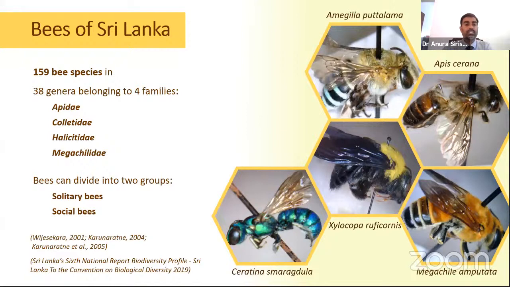And if you think about bees of Sri Lanka, we have many bee species, around 159, belonging to four families: Apidae, Halictidae, Megachilidae, and Melittidae. There are solitary bees as well as social bees. Especially Vijay Sekhar and Karunaratna are working on Sri Lankan bees very well, and I have also conducted some projects on bee diversity in Sri Lanka. So you can see some of the bee species that you can find very commonly here in our part of the continent, right?